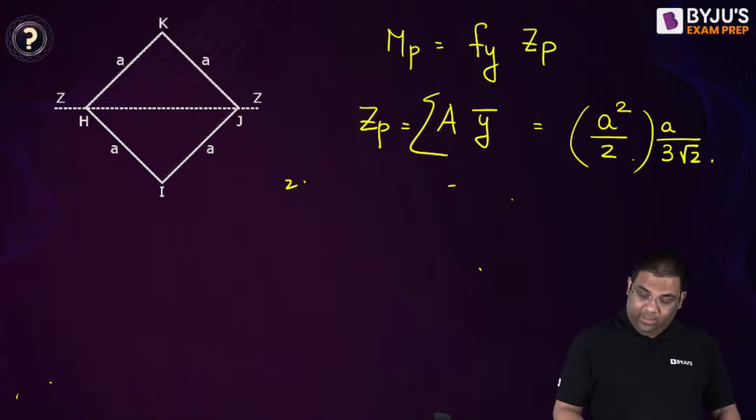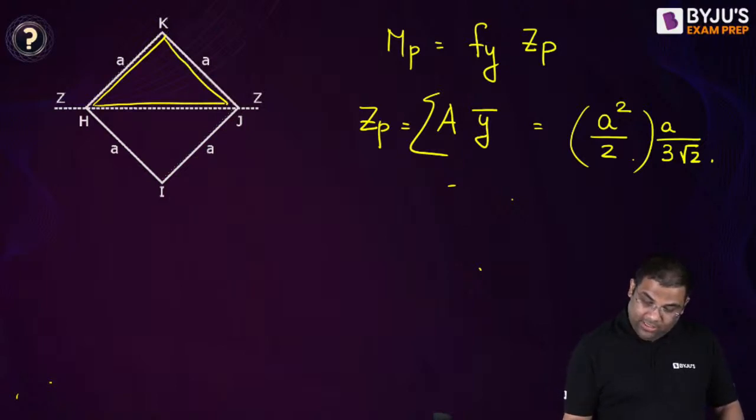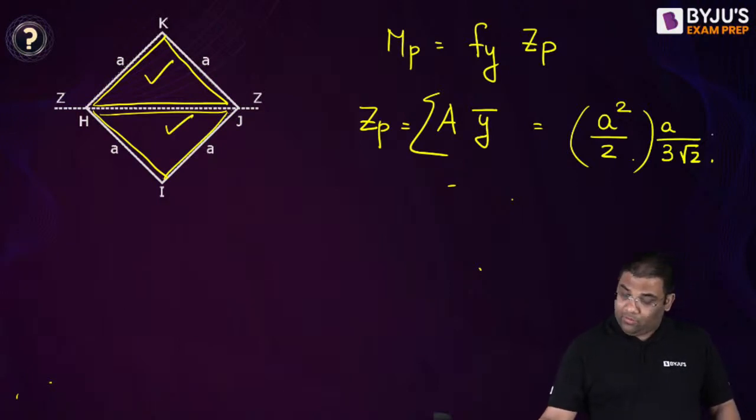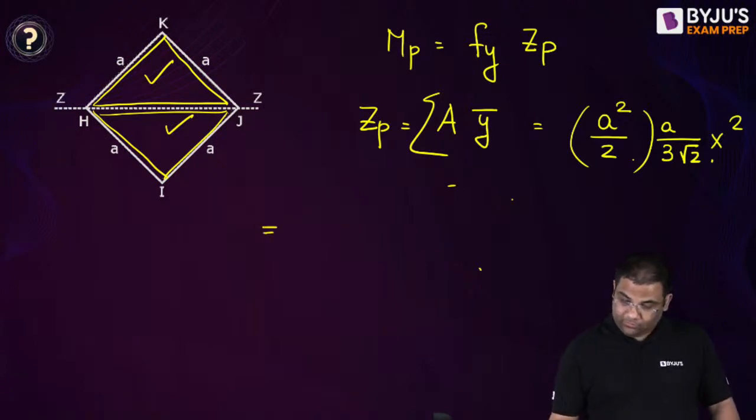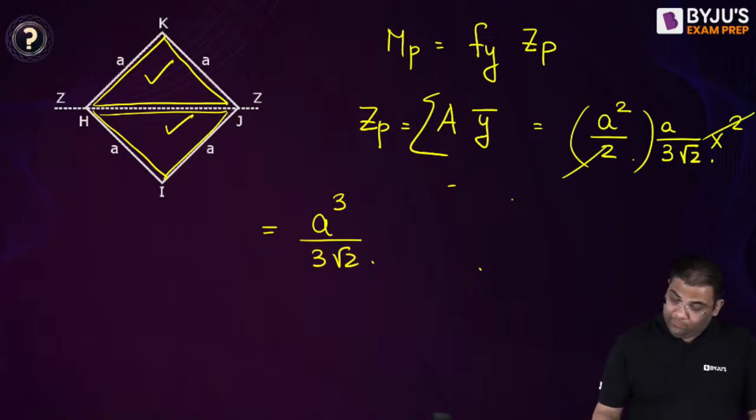Now see, there are two areas, right? If you are seeing areas about the neutral axis, this is one area, this is another area. Two areas are there. They are the same. So for this we got this. For the other I'll just multiply by 2. So what are you getting? A cube by, this gets cancelled, 3 root 2. I can put this value here.